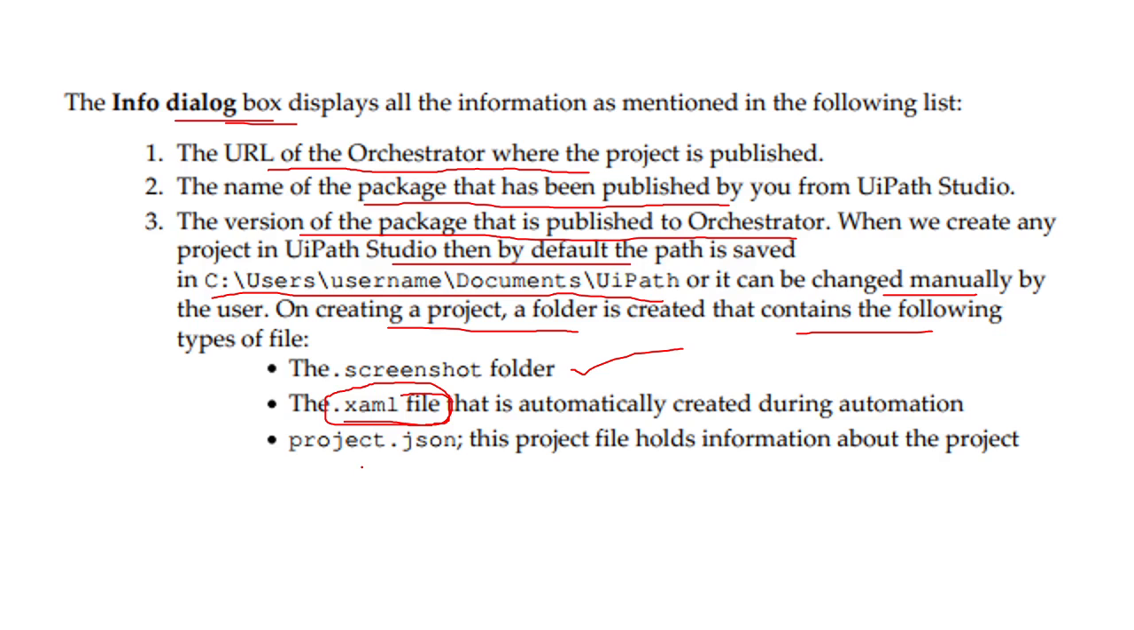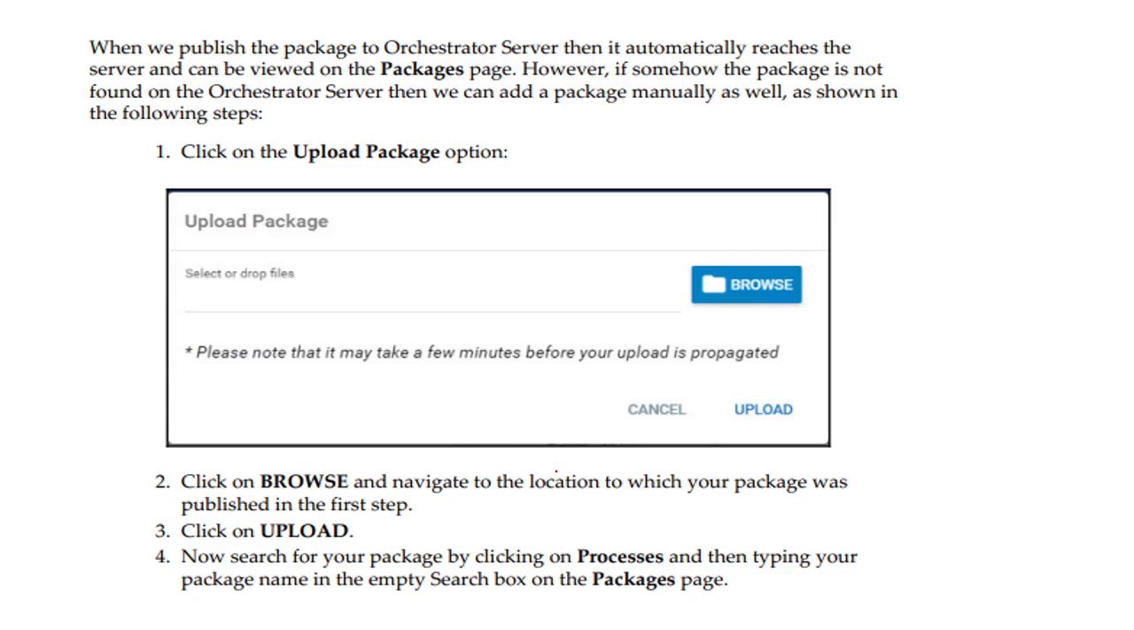There will be one more important file called a JSON file, and this JSON file will be created for each XAML file that you have created in your project. Clear? Usually this JSON file is used as a configuration file, or you can treat it as the heart of this XAML file. I will tell you why it is called the heart of the XAML file. Okay, we shall go ahead with that. When we publish the package to the orchestrator server, it automatically reaches the server and can be viewed on the packages page.